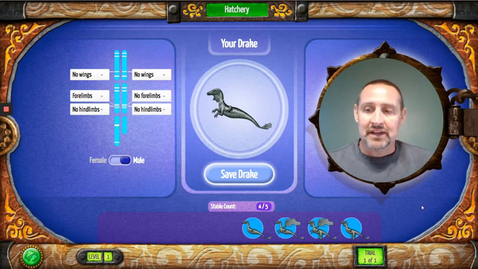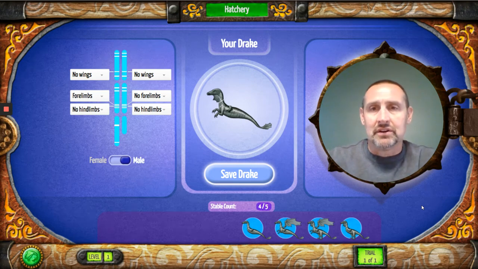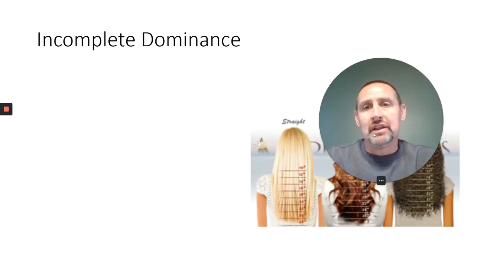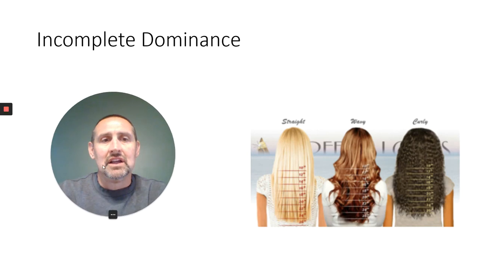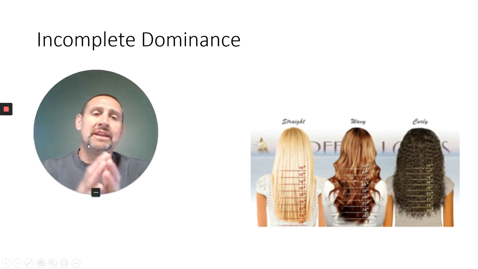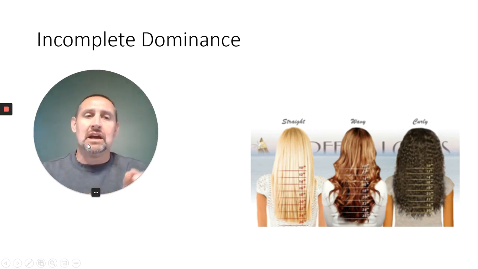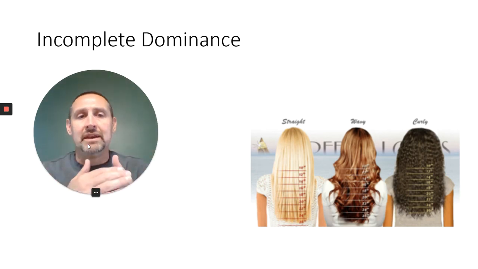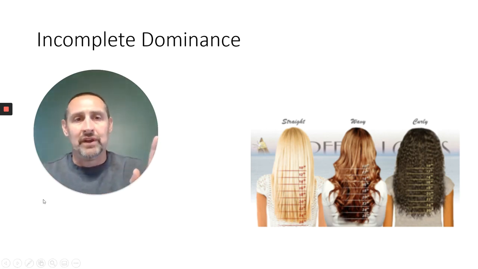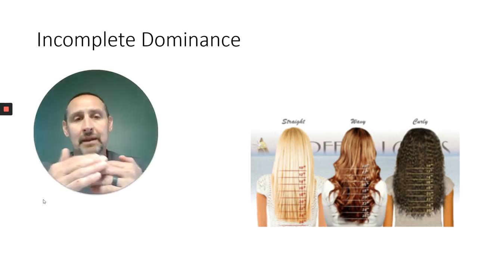So consider that. The other thing you're going to run across in this particular level are incomplete dominant traits. Incomplete dominance means we're blending these traits together. So we don't just have one or the other, we have a blend of them. So it's not just, do you have a red, do you have a white? You also have a blend, a pink.